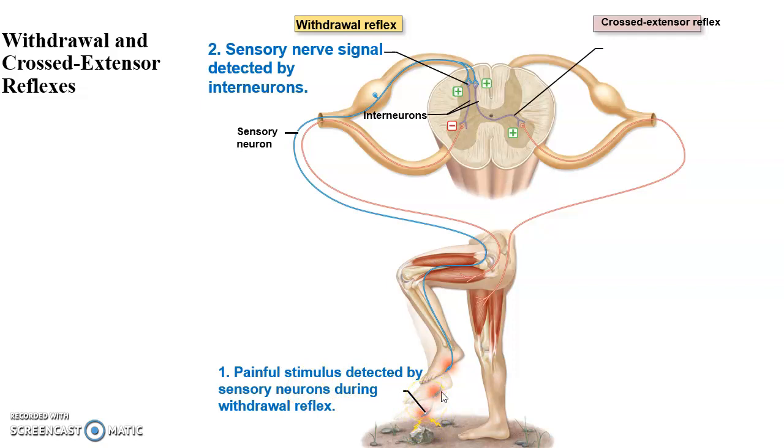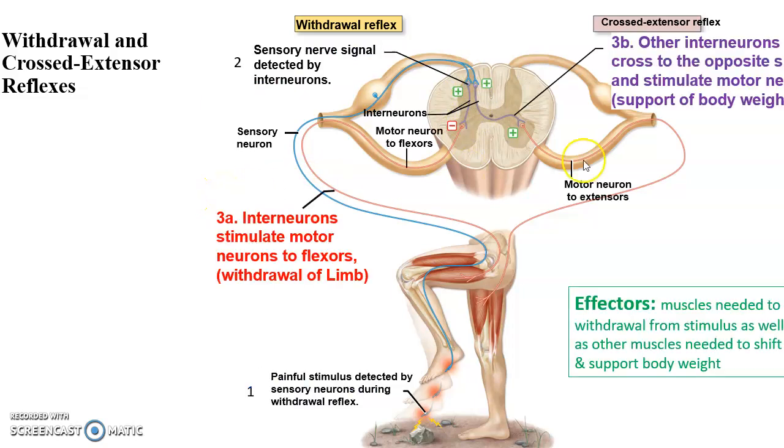That sensation, that sensory information travels via the sensory neuron up to the spinal cord. There, it will synapse with interneurons. One of the interneurons will lead to a motor neuron that will then send a motor command to the effector, to the appropriate muscles. That will cause those muscles to contract and withdraw the limb from the source of the injury.